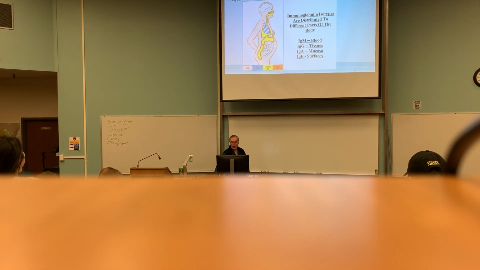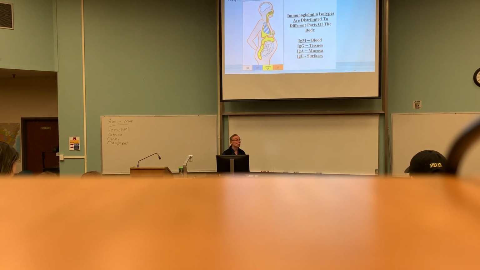All right. Immunoglobulin M is primarily found in your blood. And you can see here, your M is blue. Wherever you see the blue, like your heart, your vessels, you're going to see immunoglobulin M. Immunoglobulin G is primarily in your tissues. See? G is flesh colored, so you've got it in all your tissues.